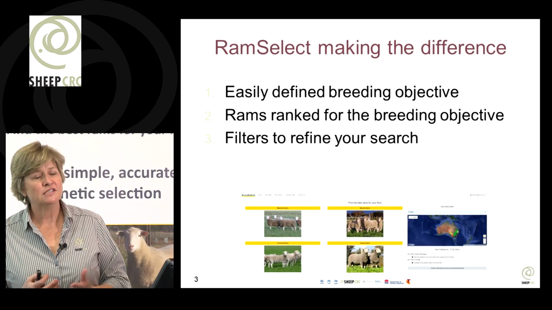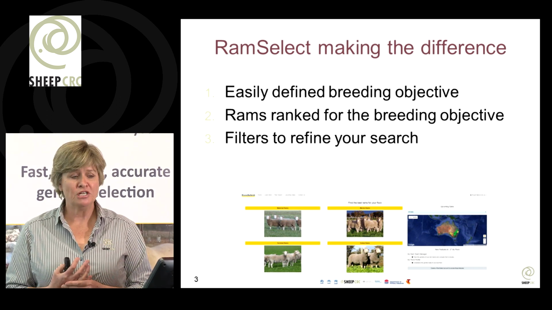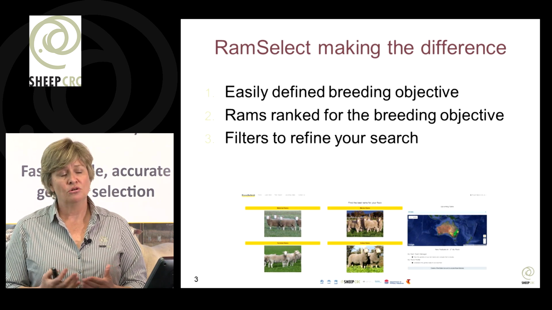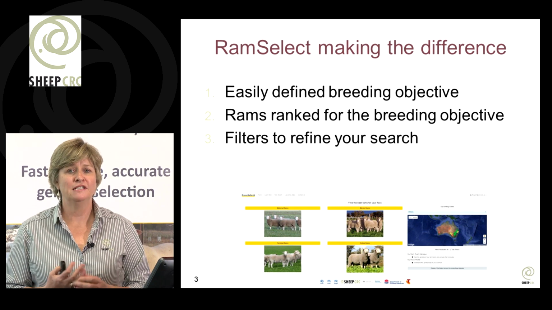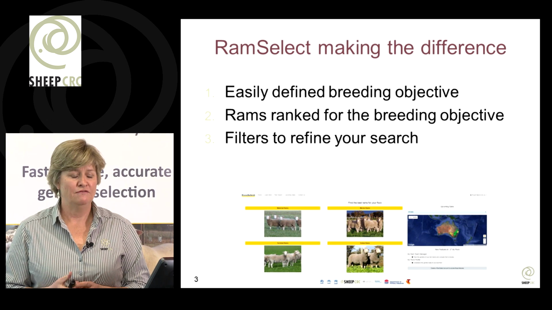So there's three really important things that can happen in RamSelect. You can define your breeding objective, and I'll show you how to do that in a moment. You can rank rams according to your breeding objective and to meet your needs. And thirdly, you can set filters to refine that search even more accurately for your needs.